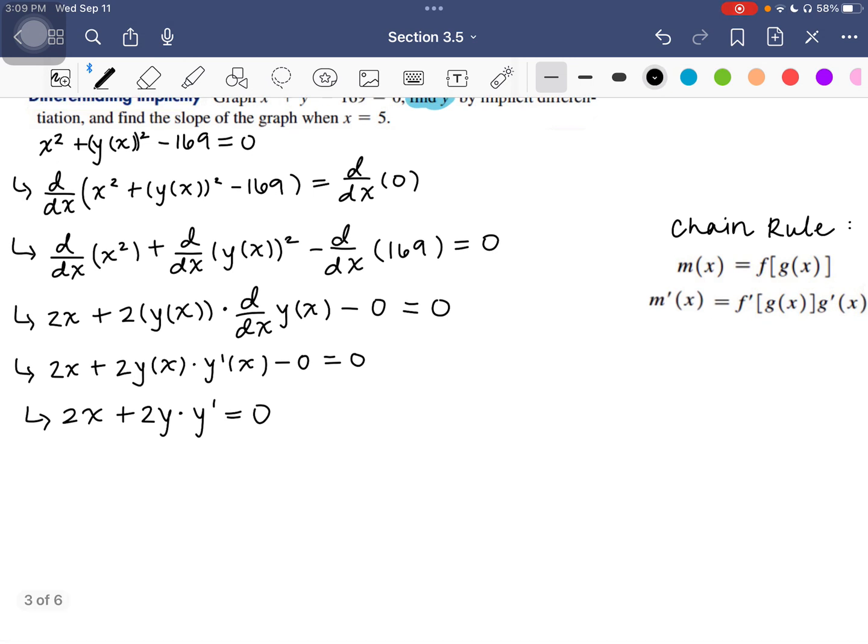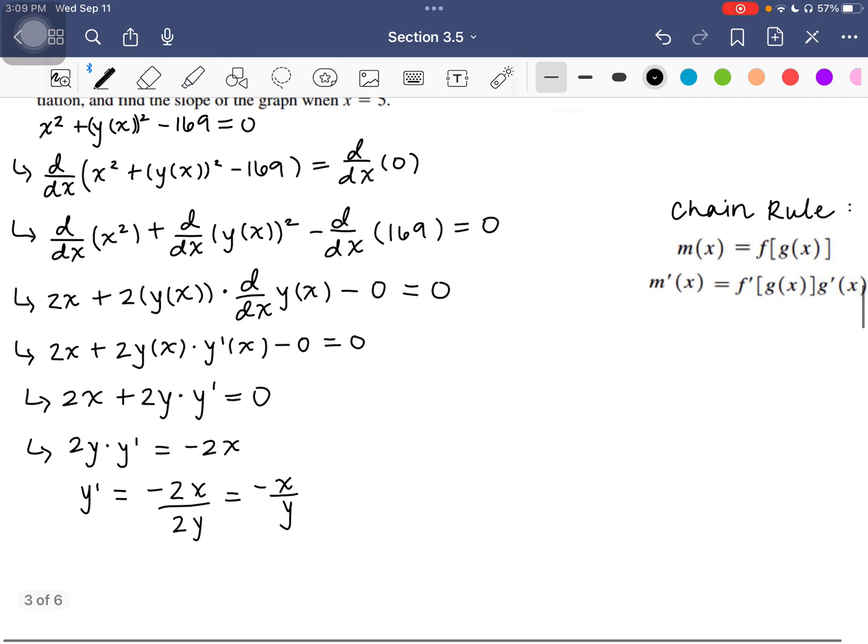Okay, so we're just going to solve for y prime. So we'll subtract 2x on both sides. So we get 2y times y prime is equal to minus 2x. And then solving for y prime by dividing by 2y on both sides, we get negative 2x over 2y, and so we get negative x over y is equal to y prime.